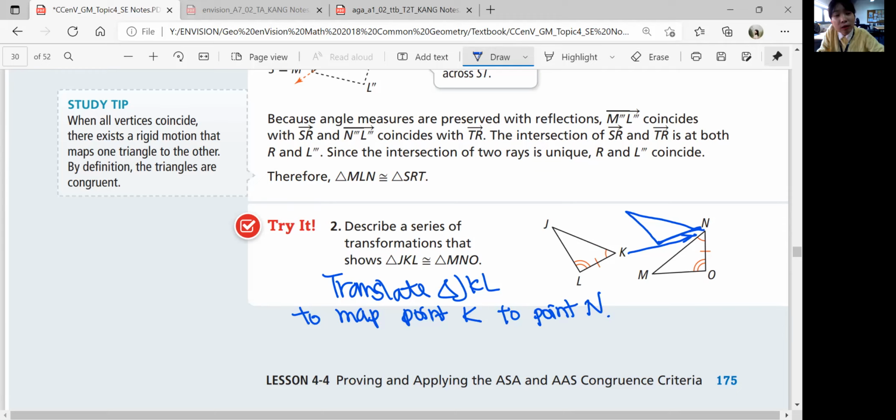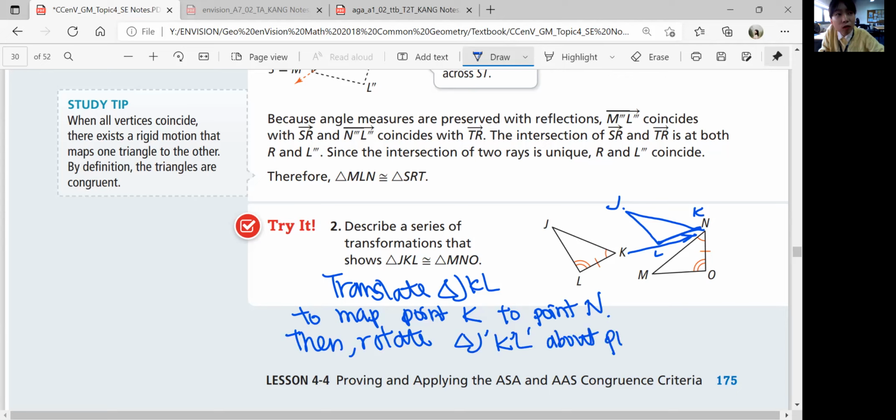And then we're going to rotate about point N to map KL. Wait, is this K? Yes, KL and K. Yeah, we're going to map KL onto NO and point J to M, so it fits perfectly. Yes. So they're the same orientation and you don't need to reflect this figure. So we're just going to translate and rotate. But make sure you describe the point of rotation.